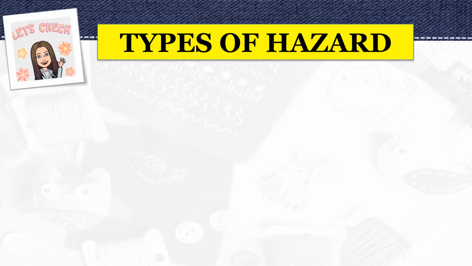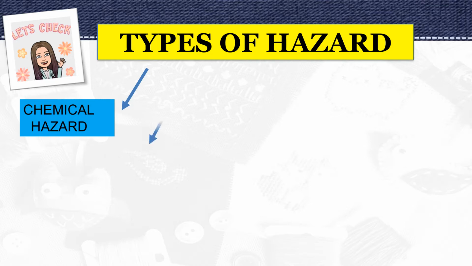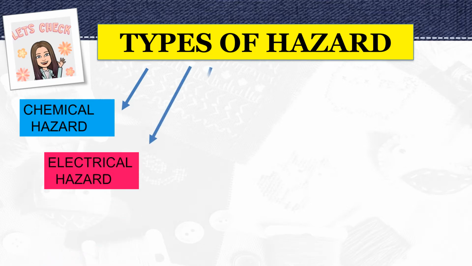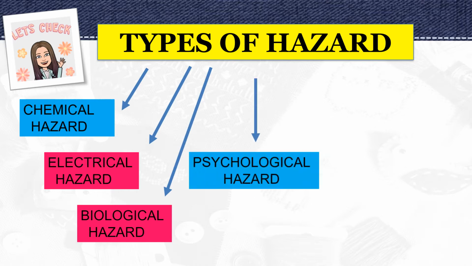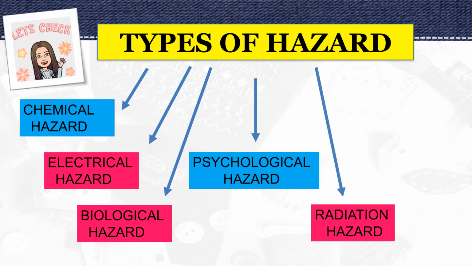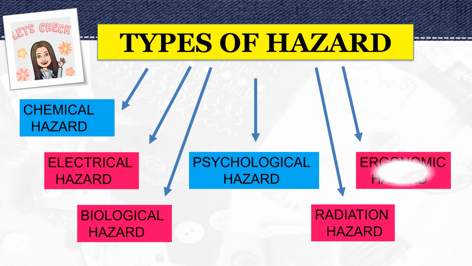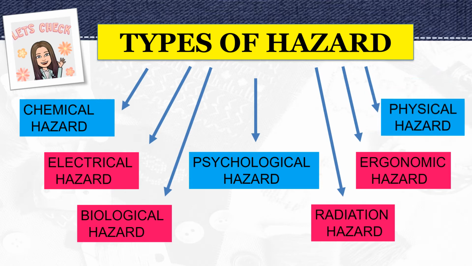So what are the types of hazard? Okay, the types of hazard are the chemical hazard, electrical hazard, biological hazard, psychological hazard, radiation hazard, ergonomic hazard, and the physical hazard. Those are the different types of hazard in a workplace area.